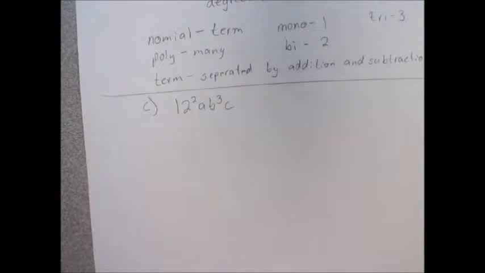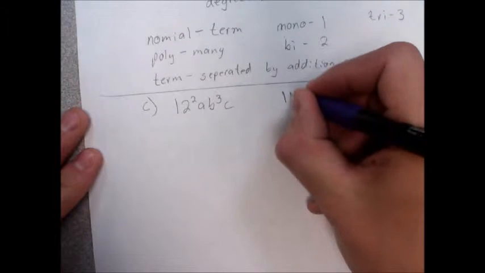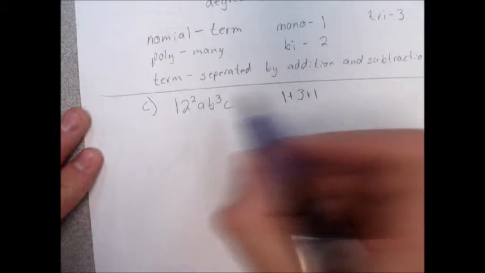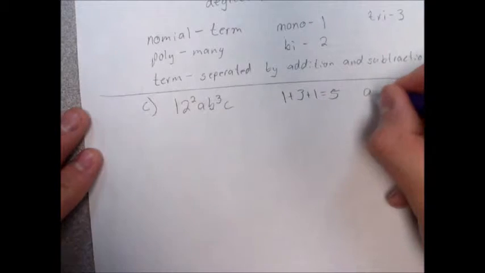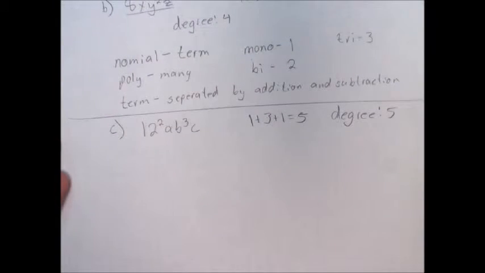What do you got? 5. Degree of 5. So how did you get it? You added 1 plus 3 plus 1. So there's 1 a, 3 b, 1 c. So that gives me 5. So to answer it, degree colon 5. Cool. Is there any confusion on that before we move on? Because we're about to put a whole bunch more terms in there. No? Okay, turn your page to 336.